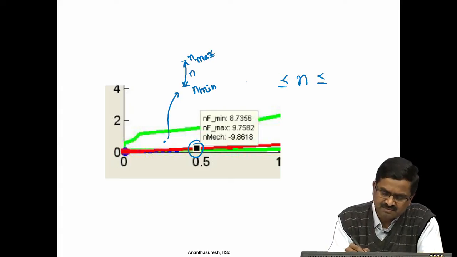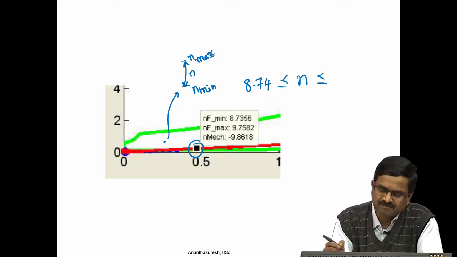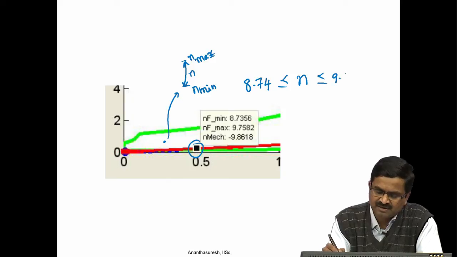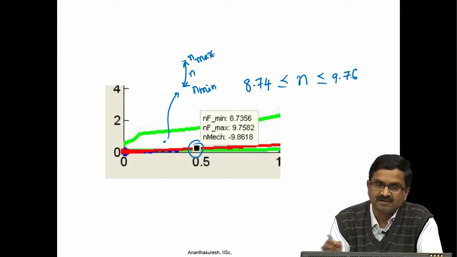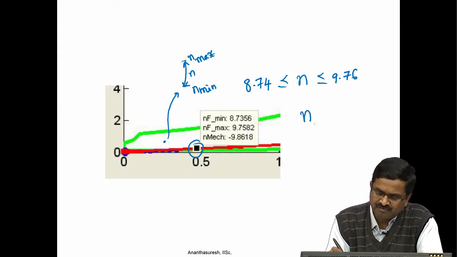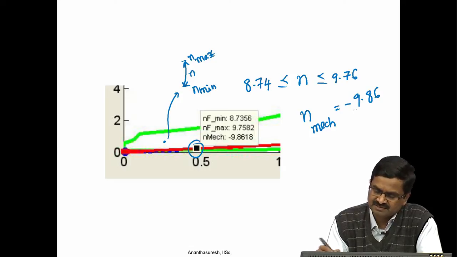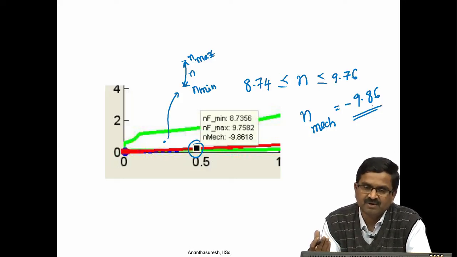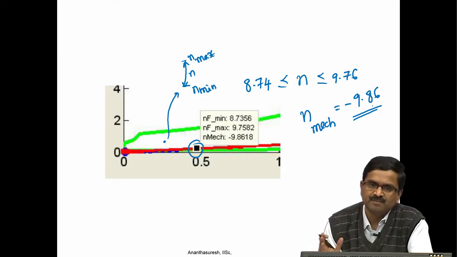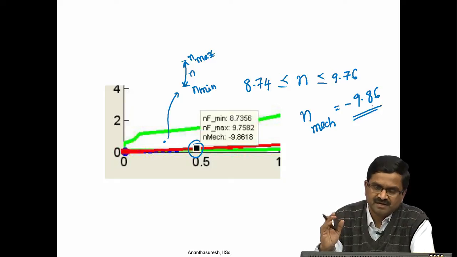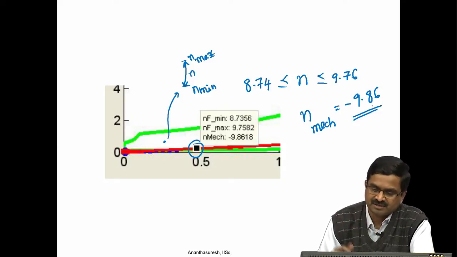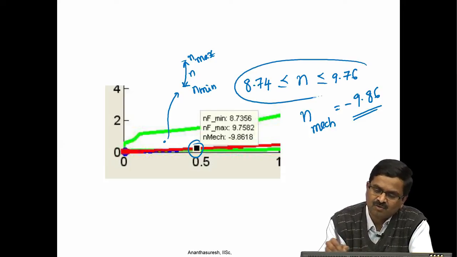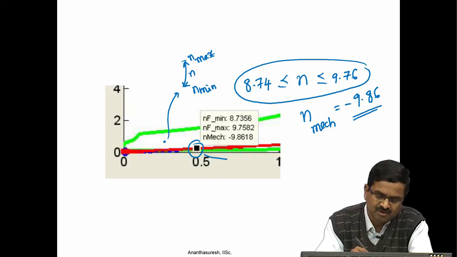In this particular case, min is 8.74 and max is 9.76. There are 2 decimal places, it does not matter, but N of the mechanism that we have chosen happens to be minus 9.86. Even if you ignore the sign, which you should not, because a mechanism has a sign for N, positive or negative. If it is negative, it is an inverter, that is input and output are in opposite directions. If N is positive, they are more in the same direction. Here 9.86 is clearly outside this range. So, this mechanism is not suitable for us.